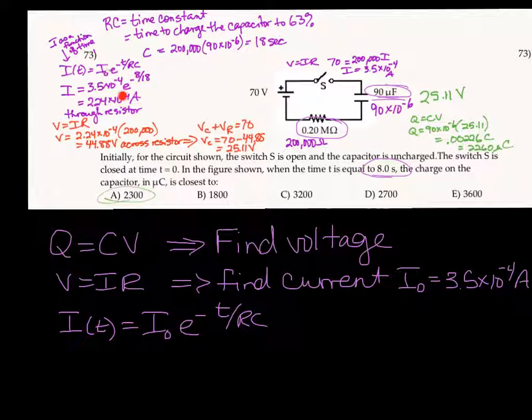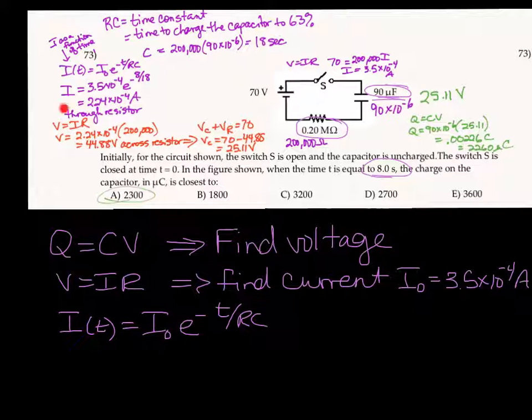So here, the time is 8 seconds. When we multiplied R times C, we get 18. And so now we know that there's this many amps, 2.24 times 10 to the minus 4 amps, going through our resistor. So that's where that number came from. Okay, so the voltage across the resistor and the voltage across the capacitor have to add up to our 70.